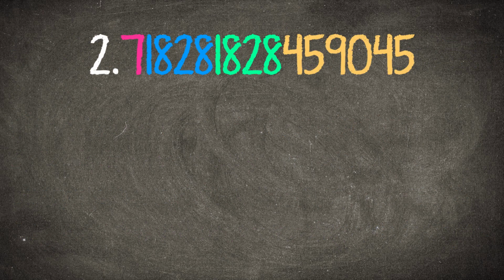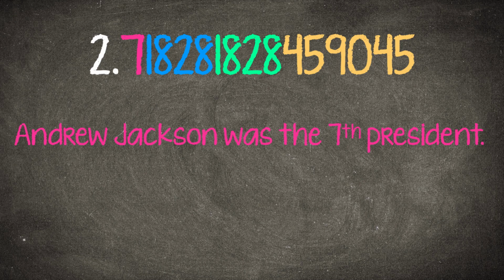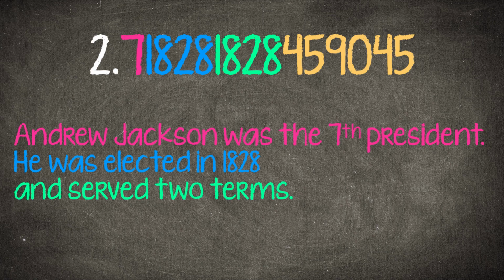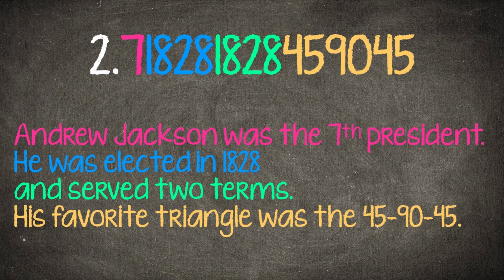And if you're trying to recall the decimals of e, just remember that Andrew Jackson was the 7th president. He was elected in 1828 and served 2 terms. And his favorite triangle was the 45-90-45.